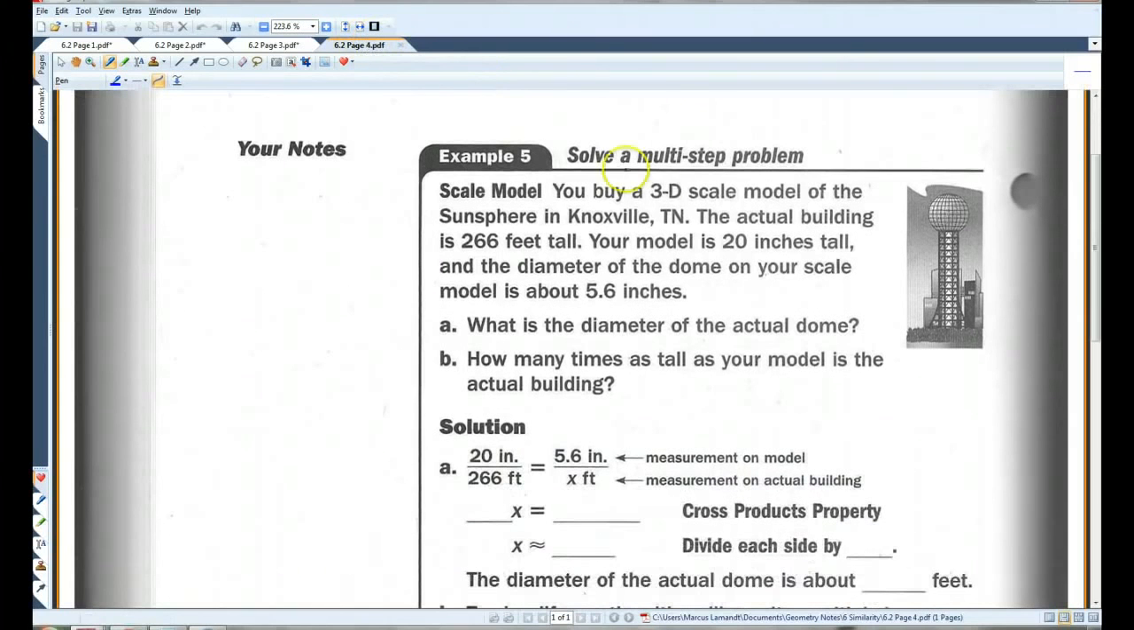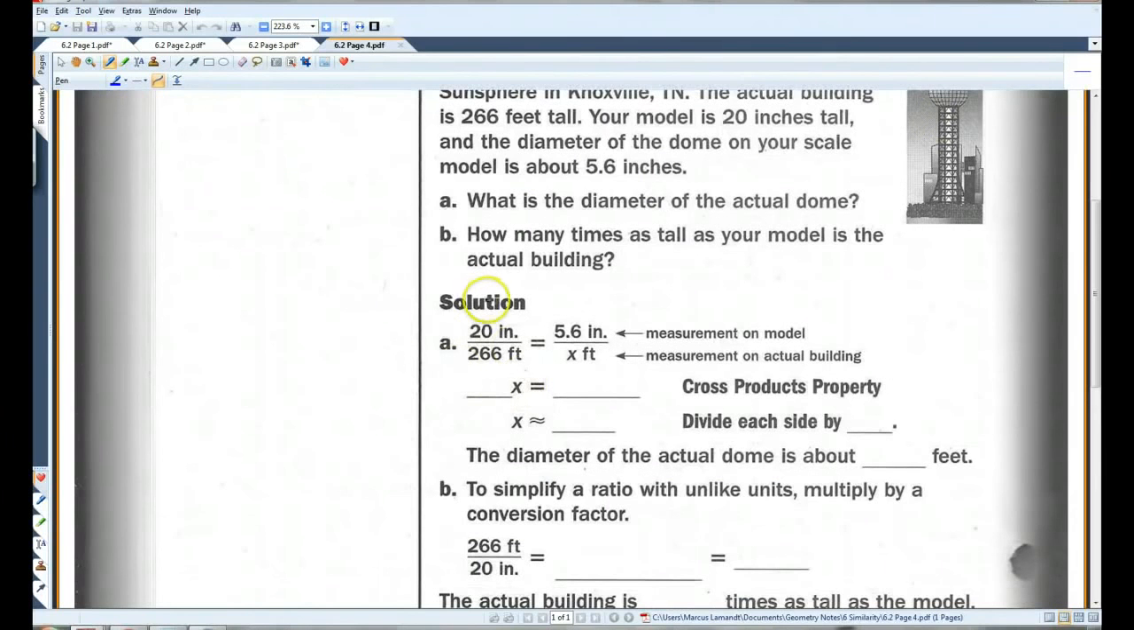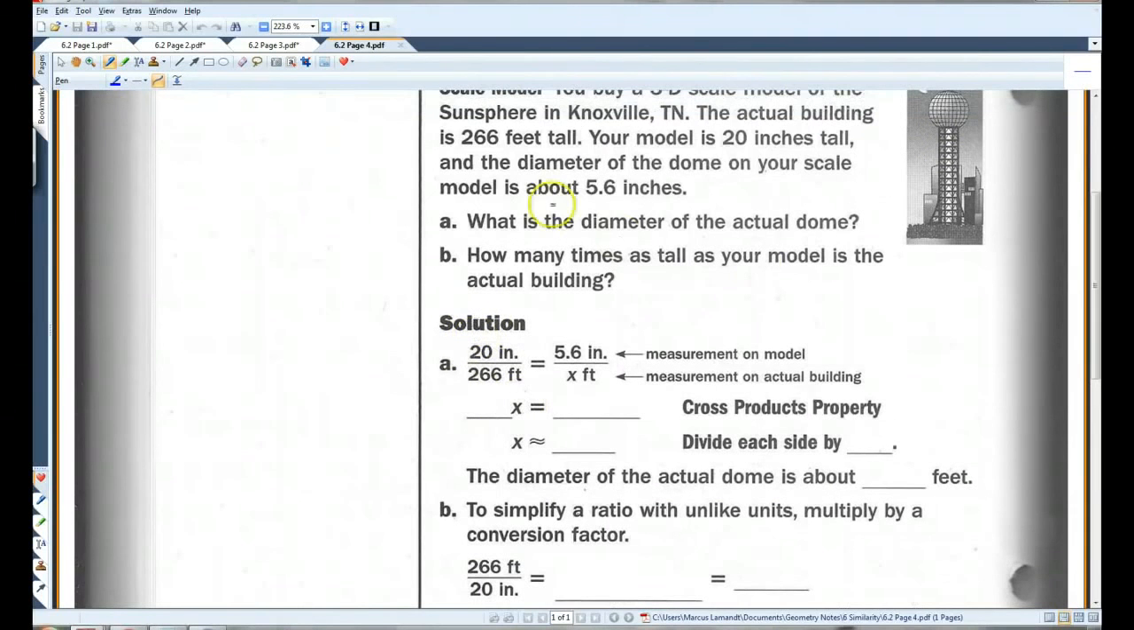Okay, scale model. You buy a 3D scale model of the Sun Sphere in Knoxville, Tennessee. The actual building is 266 feet tall, your model is 20 inches tall, and the diameter of the dome on your scale model is about 5.6 inches. What is the diameter of the actual dome? Okay, let's do part A first. We know that if your model is 20 inches and the actual building is 266 feet, this is the scale. Now, the diameter on your model is 5.6 inches. This is what we're trying to find.